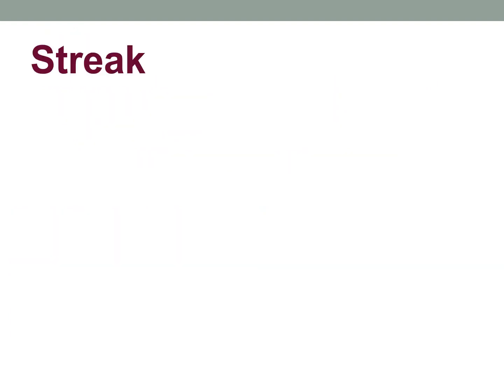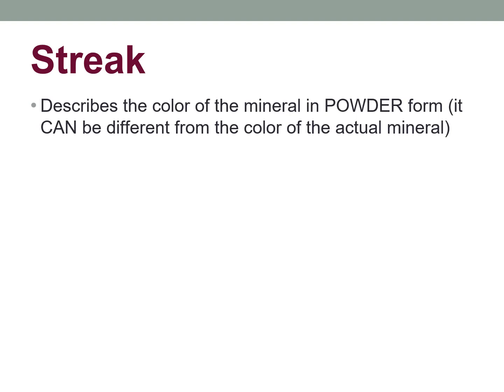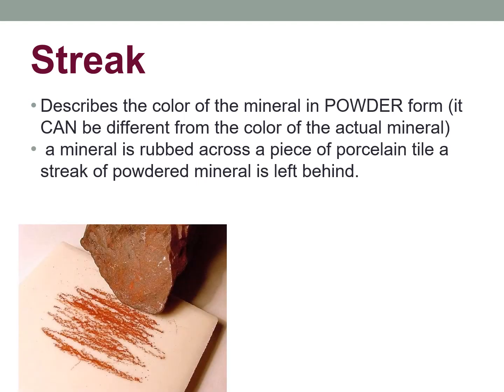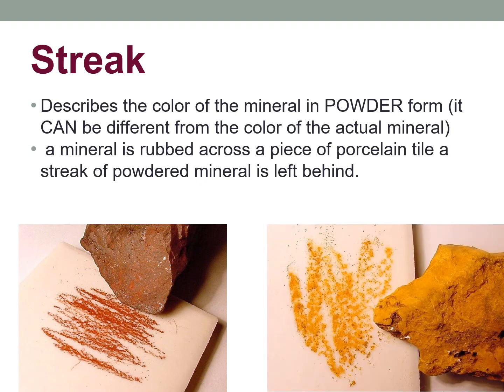The next thing we're going to talk about is streak. The streak is basically the color of the powder, that mineral in powder form. If we were to rub it against something or pound it and crush it up, it's the powder form. And it might actually be different from the color of the actual mineral. It's when a mineral is rubbed across a piece of porcelain tile, it'll leave a streak behind or a line of powder. You can see here, this mineral was rubbed across a porcelain tile and it left a red streak. Here, this mineral was rubbed across a porcelain tile and it left a yellow streak.